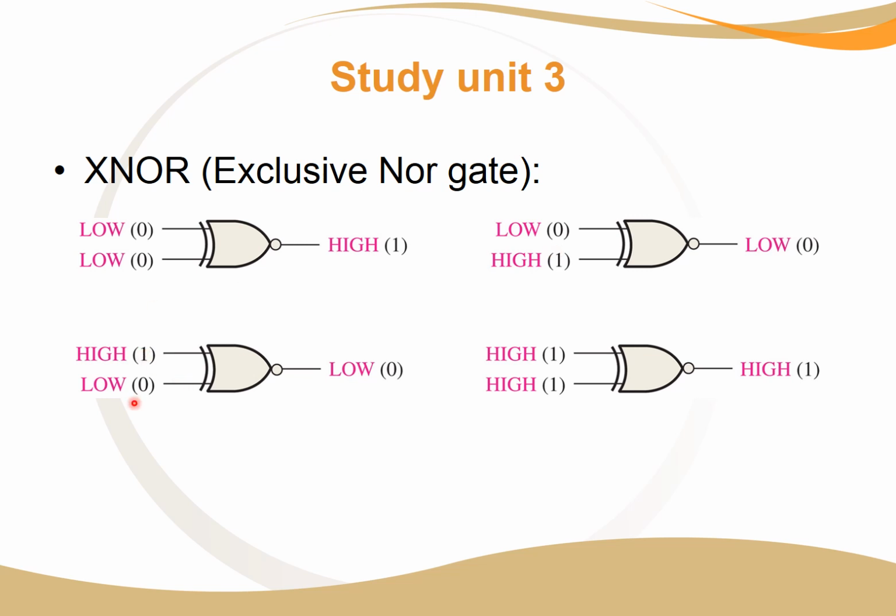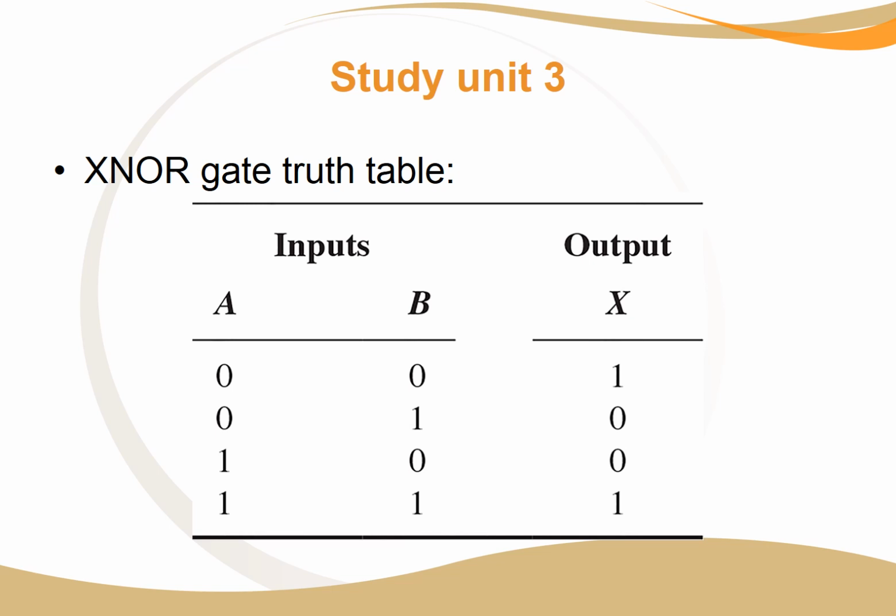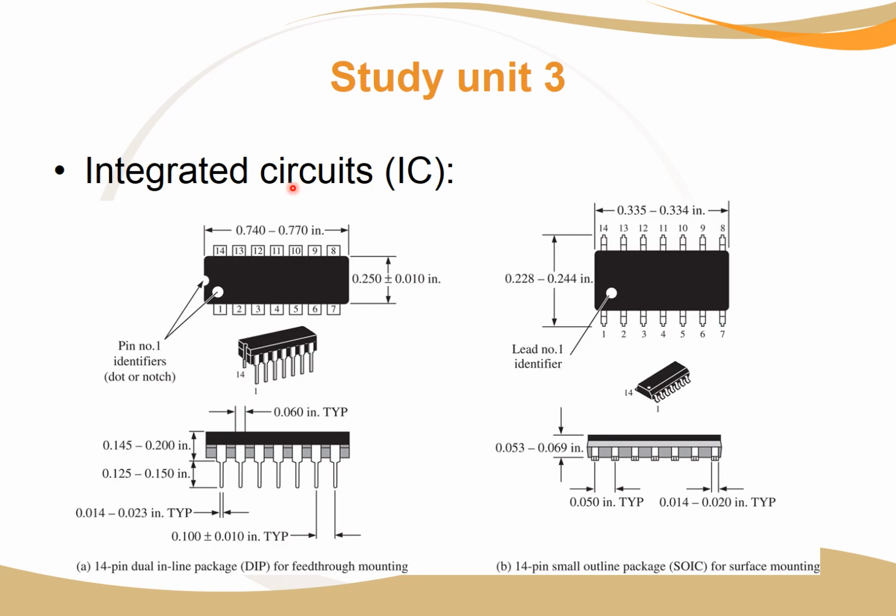A is 0 and B is 1, or A is 1 and B is 0, it's low. When A is 1 and B is 1, it's high, and 0 0 is also high. Here we have the truth table. As you can see, when A is 0 and B is 0, you have a 1, a high output. So when A is 0 and B is 1, you have a low output. And then it goes on until A is 1 and B is 1, and that gives a high output for the exclusive NOR gate. So now we come to integrated circuits.